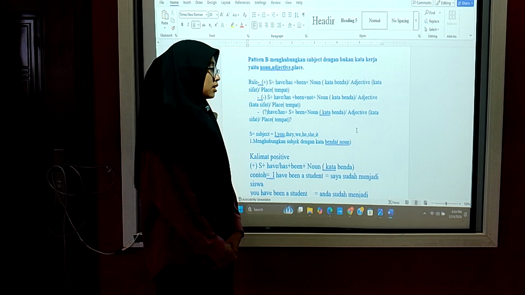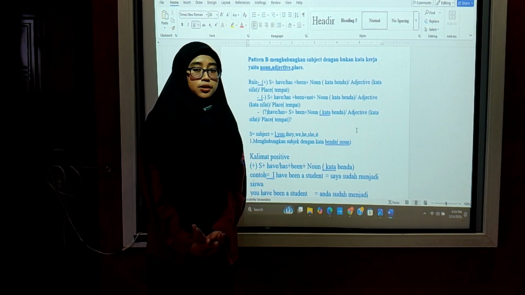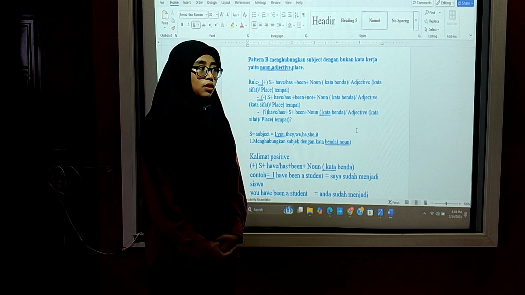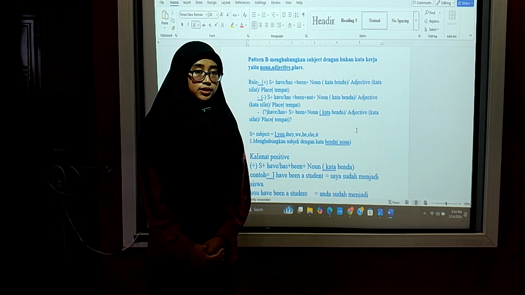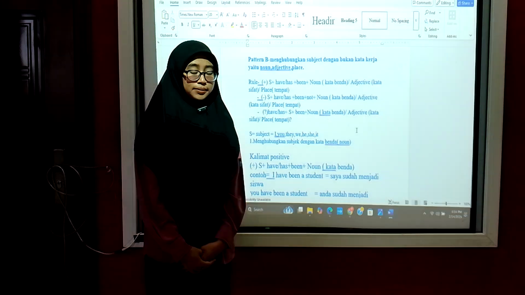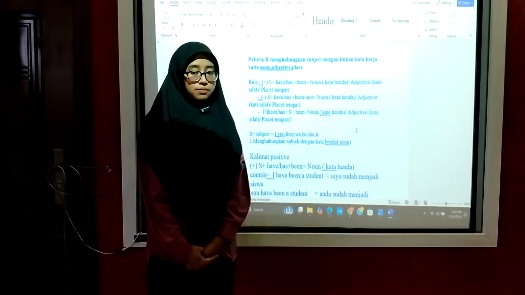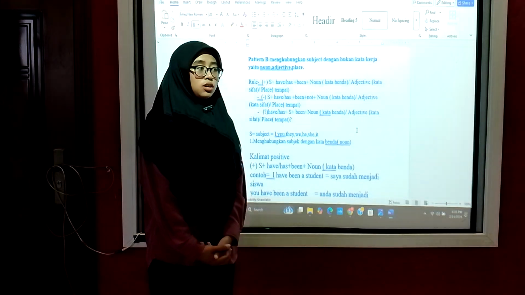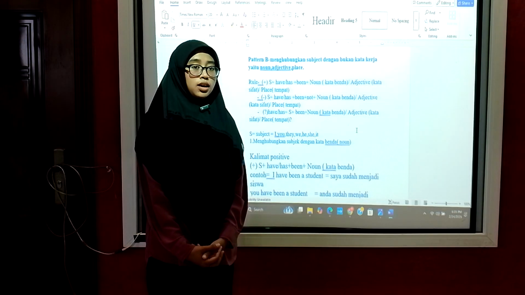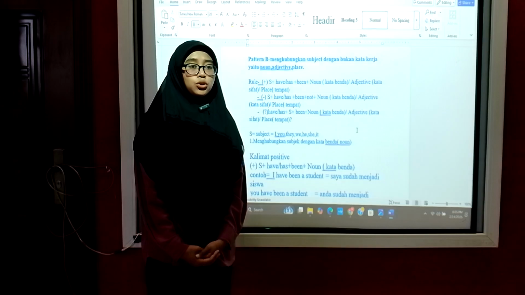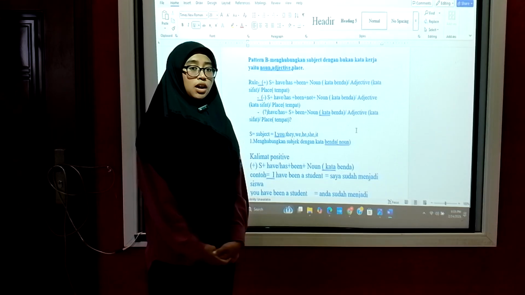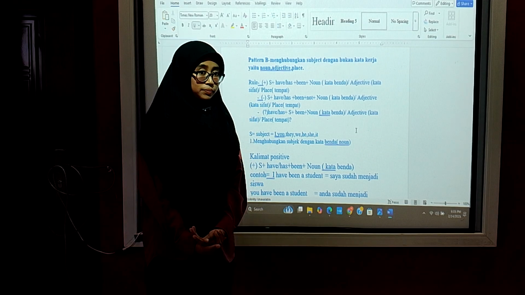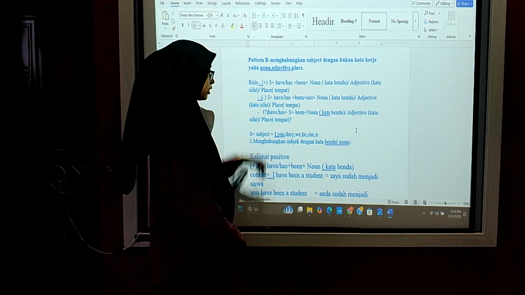And for pattern B, this one about noun, I just review again. There is a keyword of present perfect tense: have and has. I will ask them for what subject we use have or has. Then especially for pattern B, we have to use been. We have to put been after have or has, especially for the positive one. But if negative, we have to follow.